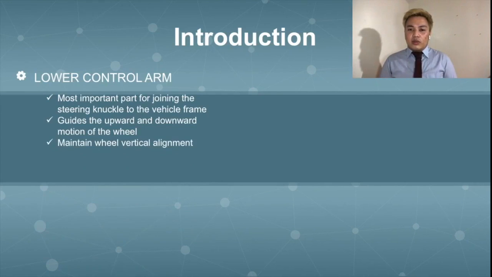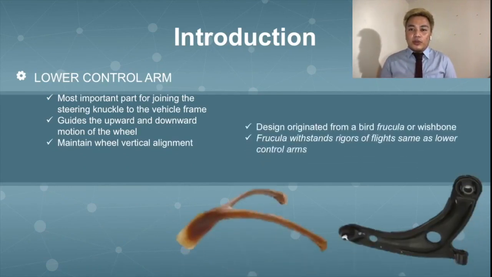So where did lower control arms originate? They originated from the bird furcula or wishbone. This wishbone is located in the chest area of a bird. When they are mid-air and they are subjected to vibrations from the air flowing through them, those furcula act as suppressors of those vibrations. They need to withstand the rigors of flight, which is the same as a lower control arm. So this is where engineers got the idea of putting a lower control arm in a suspension system.